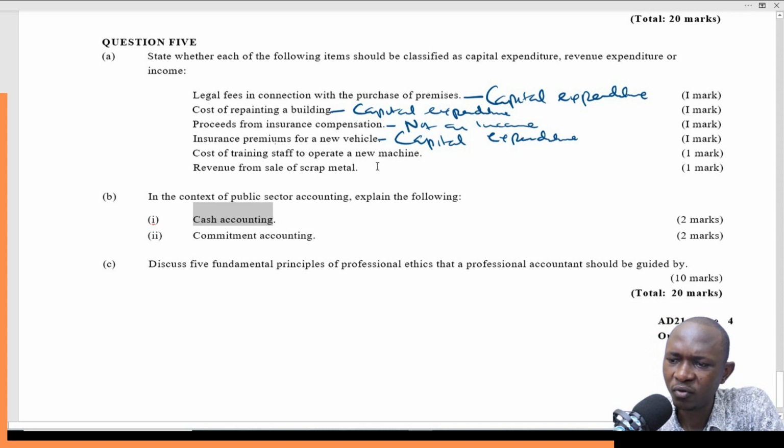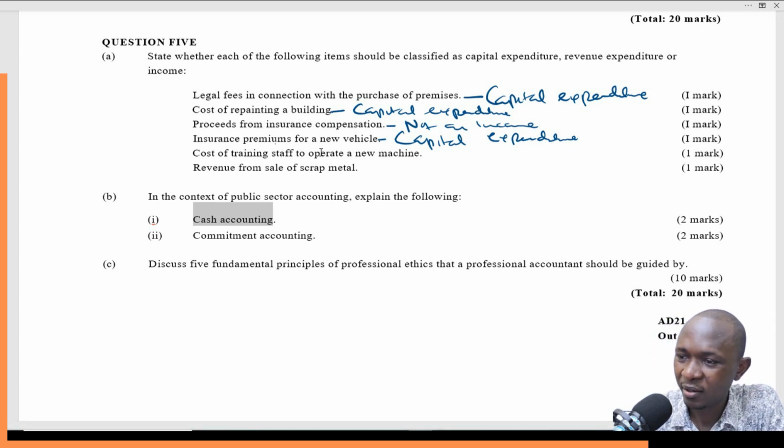Then, cost of training staff to operate a new machine. Any cost that is related to that new machine, putting that new machine in a condition ready to serve or ready to operate, that will be capitalized. But this is a totally different angle of looking at things. We have introduced a totally different vote head here. Training staff. Now, staff are not treated as assets to an organization in accounting, and so the cost of training this staff to operate a new machine will not be capitalized in any way.